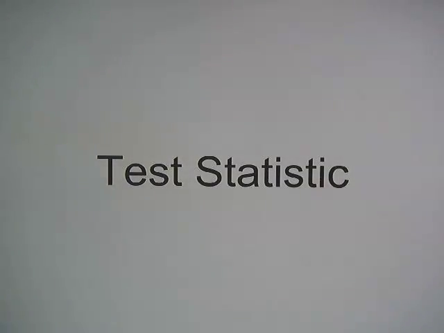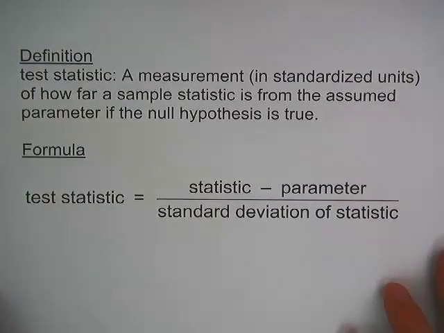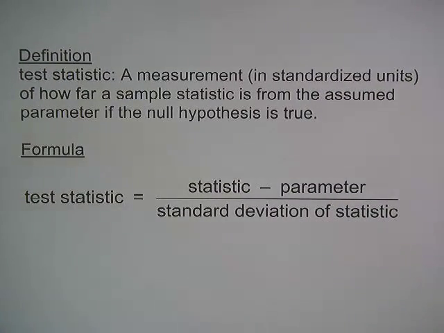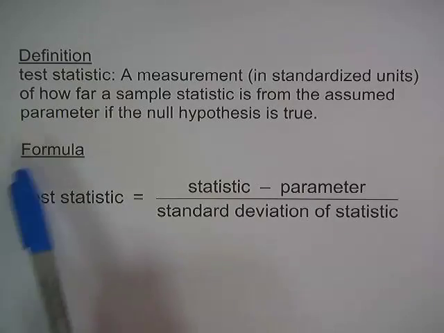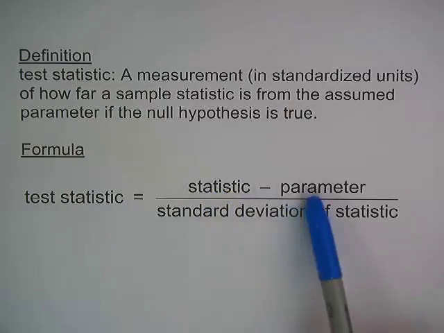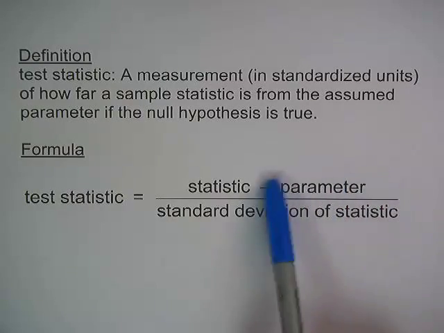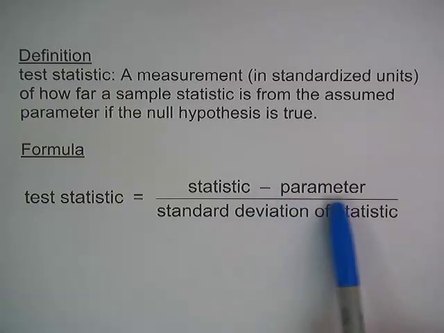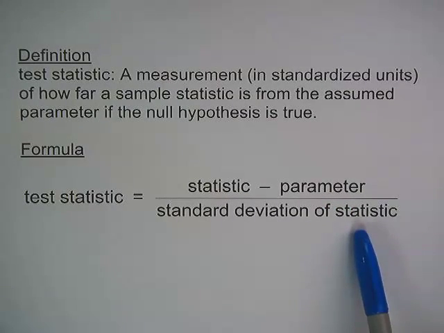Hi, this tutorial covers the test statistic. Alright, so let's start by defining that. A test statistic is a measurement in standardized units of how far a sample statistic is from the assumed parameter if the null hypothesis is true. As a formula, your test statistic is equal to your statistic minus your parameter. This parameter is usually what comes from your null hypothesis, that's your assumed value, divided by the standard deviation of the statistic.